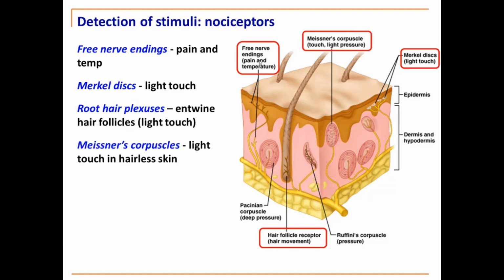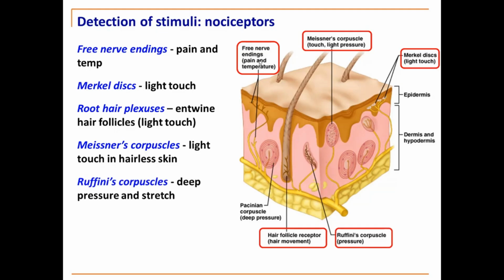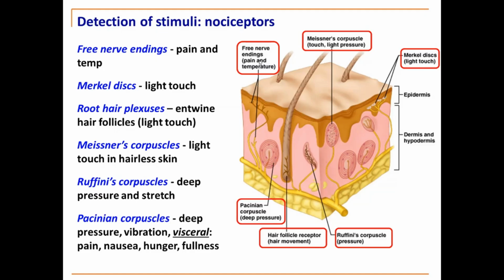You've got the Meissner's corpuscles, which again respond to light touch, but this time in hairless skin. So again, they're up near the surface, near the epidermis itself. You've got Ruffini's corpuscles. They're responding to deep pressure and stretch, so they're a little bit deeper within the dermis. And you've got the Pacinian corpuscles, which again are relatively deep, so they're responding to deep pressure, vibrations, and in terms of visceral, they'll respond to pain, nausea, hunger, and fullness as well.